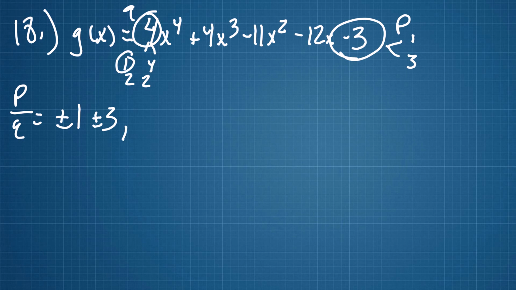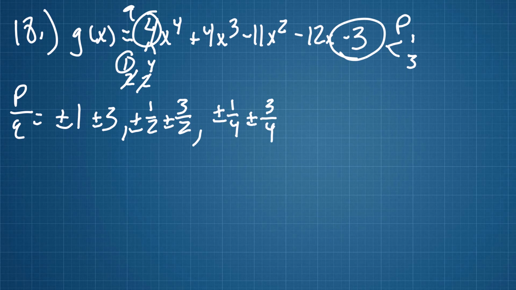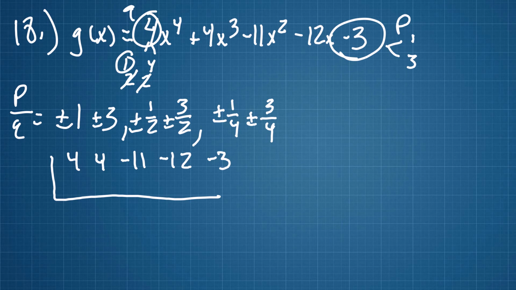Now I'm going to do everything over 2. So I'm going to have plus or minus 1 half, plus or minus 3 halves. A lot of people forgot that the Q's being a number bigger than 1 makes the fraction show up. And then you're also going to have plus or minus 1/4, plus or minus 3/4. So everything's the exact same except now your P's over Q's could be fractions. So now I put in my box everything. I put 4, 4, negative 11, negative 12, and negative 3.